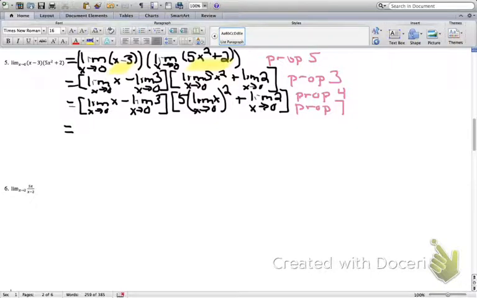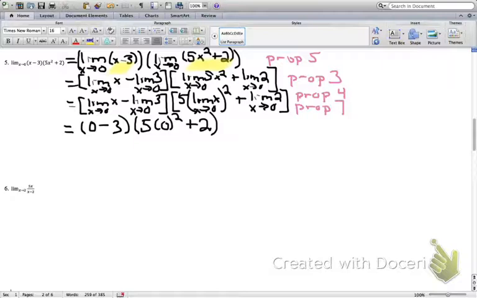And now we can just go ahead and evaluate using our properties 1 and 2. So we have 0 minus 3 times 5 times 0 squared plus 2.